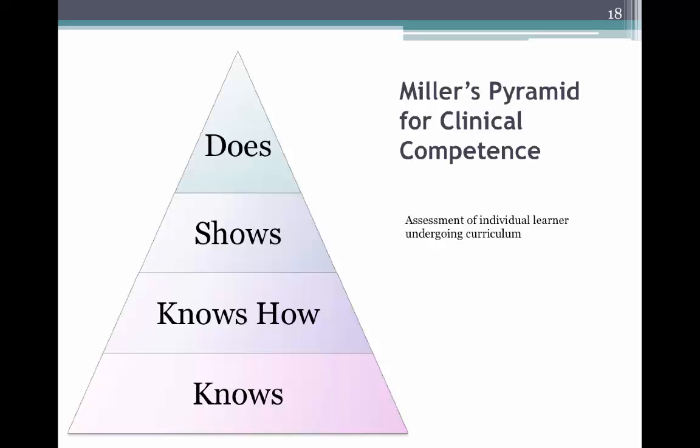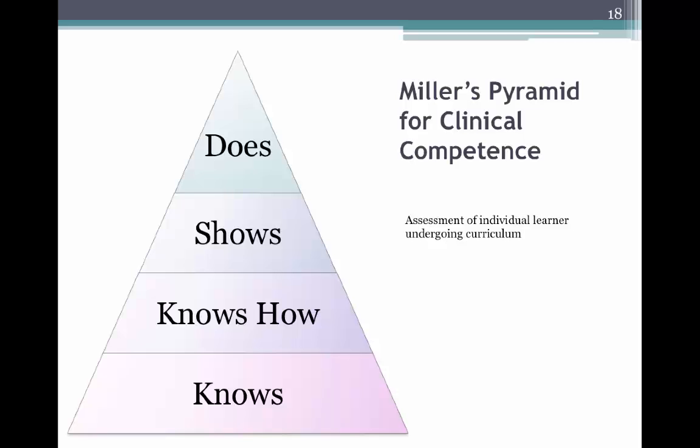This may be performance of simulated CPR on a dummy in a training environment. And finally, at the highest level there is action, or DOES, the evaluation of actual clinical practice behaviors, which would demonstrate that the curriculum is effective. This would perhaps be observation of that learner's skills in CPR during an actual cardiac arrest.